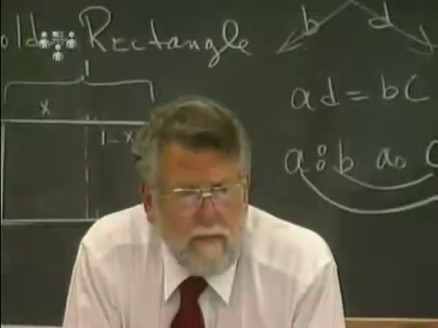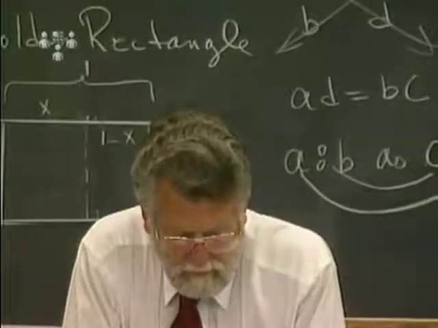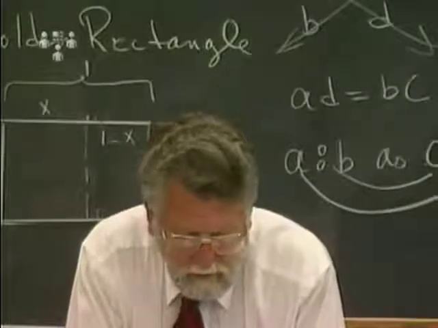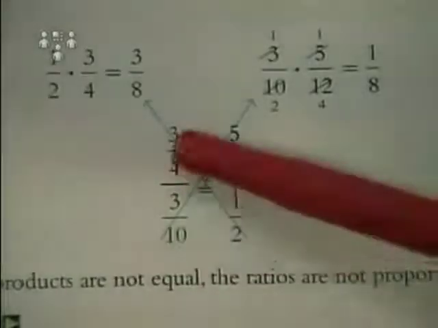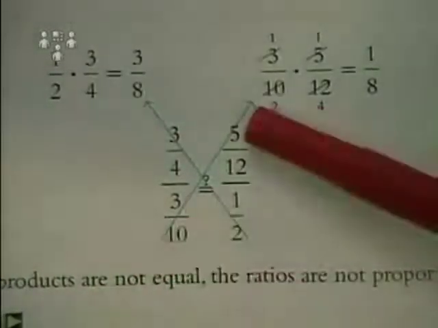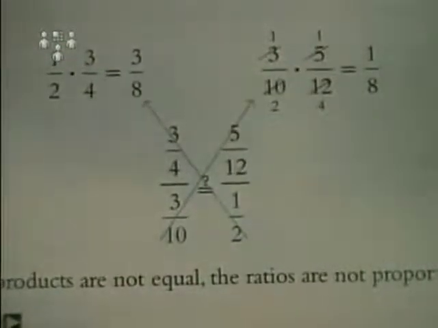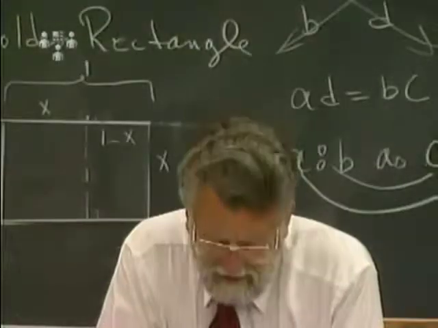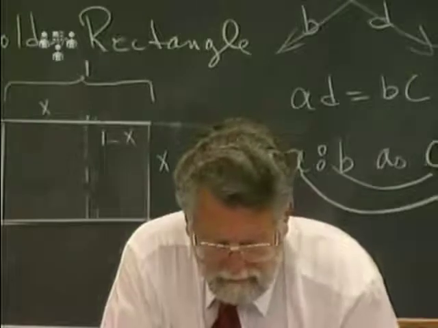Michael? How would you do the cross product of the complex fraction? Well, the cross product is shown right here, where I have 3/4 times 1/2, and then take 3/10 times 5/12. And that's what's shown here, and you don't get the same answer. 3/8 is not 1/8, so those two are not equal. Now, there's other ways of doing that, but that's the whole idea in that one.